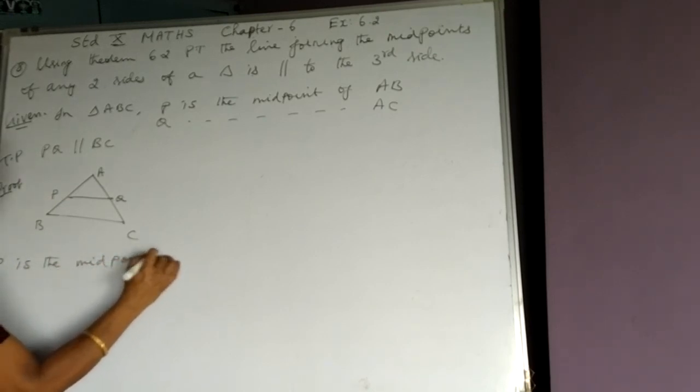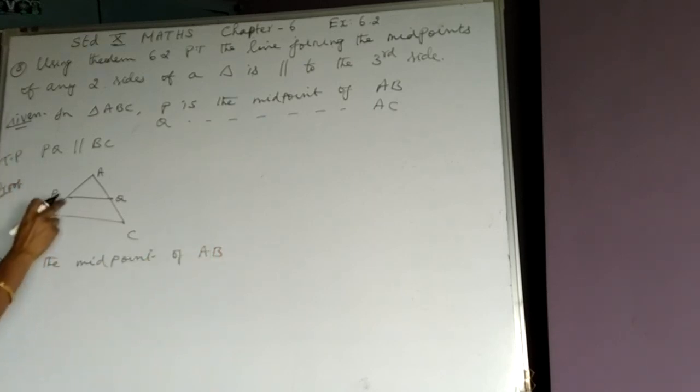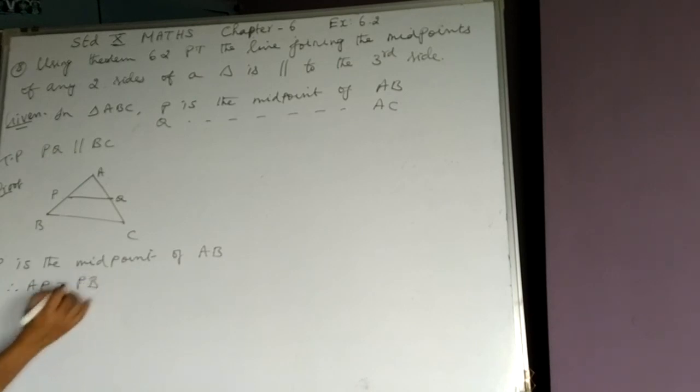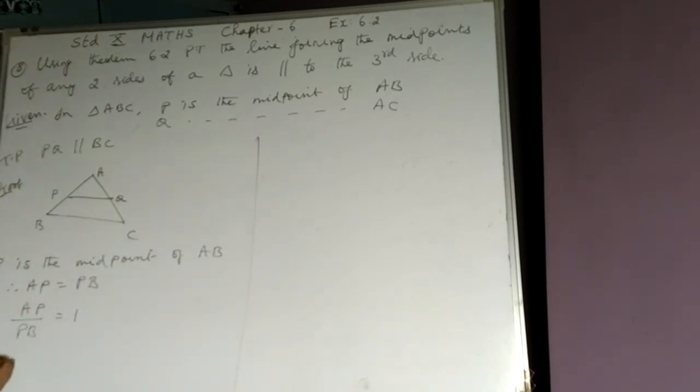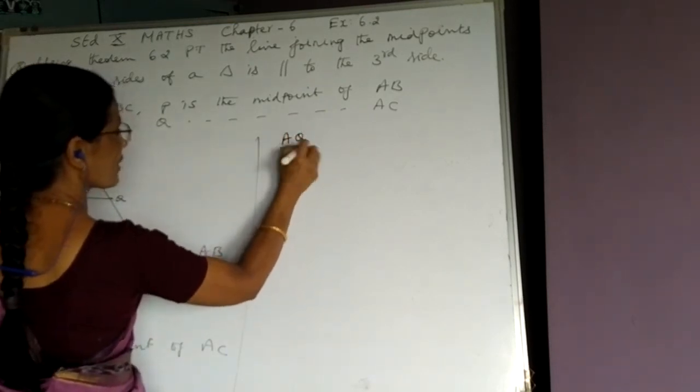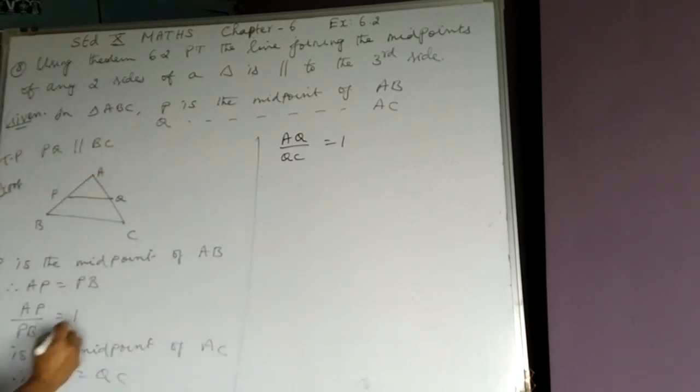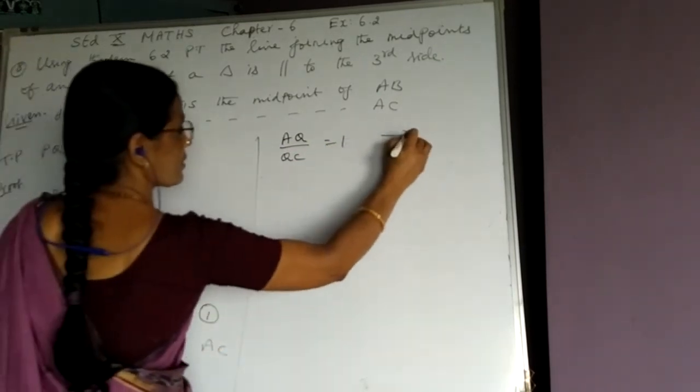Okay. So P is the midpoint of AB. Let us start with the proof. Midpoint of AB. Any midpoint is equidistant from its endpoints. Therefore, AP and PB are equal. Because the terms are equal, their ratio is equal to what? Equal to 1. Then I write Q is the midpoint of which side? AC. Therefore, AQ equal to what? Equal to QC. Here too, what is the ratio? Becomes AQ upon QC equal to what? Equal to 1.